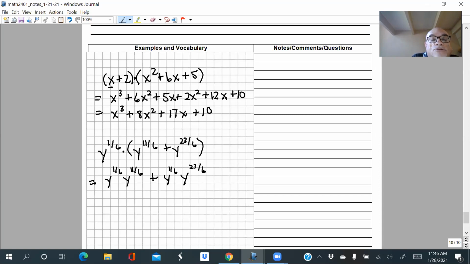The only thing you have to remember here to finish off the simplification is that when you're multiplying powers that have the same base, these are powers of y, right? You have y raised to a power, you have y raised to a power. When you're multiplying powers that have the same base, you can do that just by adding the exponents. So y to the 1/6 times y to the 11/6 is really y to the 1/6 plus 11/6. So you can add the exponents together.